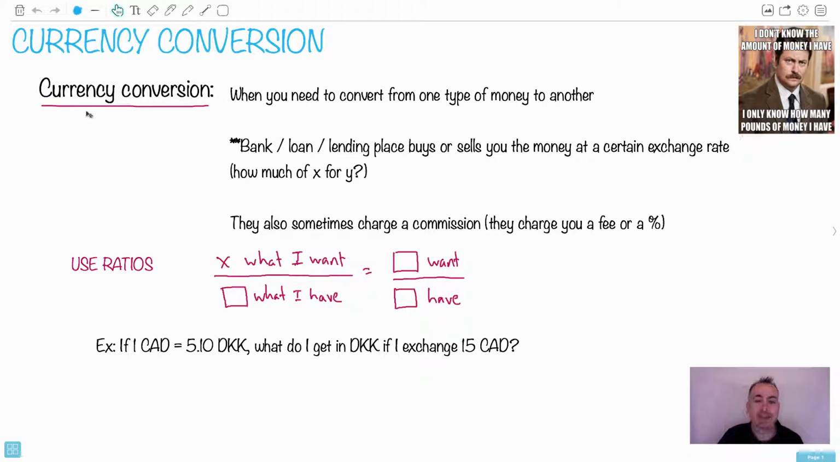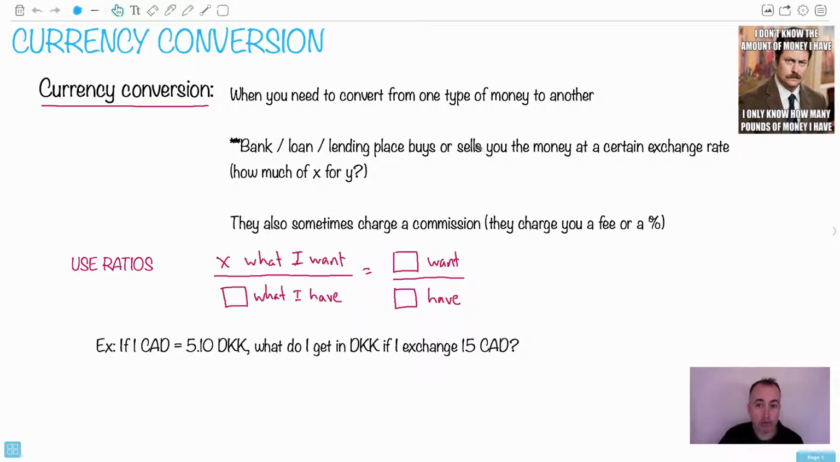All right, so let's look at this. Currency conversions. This is when you want to convert from one type of currency to another, from one country's money to another. Now I'm in the bank or the lending place, for example, like Western Union, or a place at an airport. They're either going to buy or sell you the money. This sounds a little bit weird, but this is really how it works.